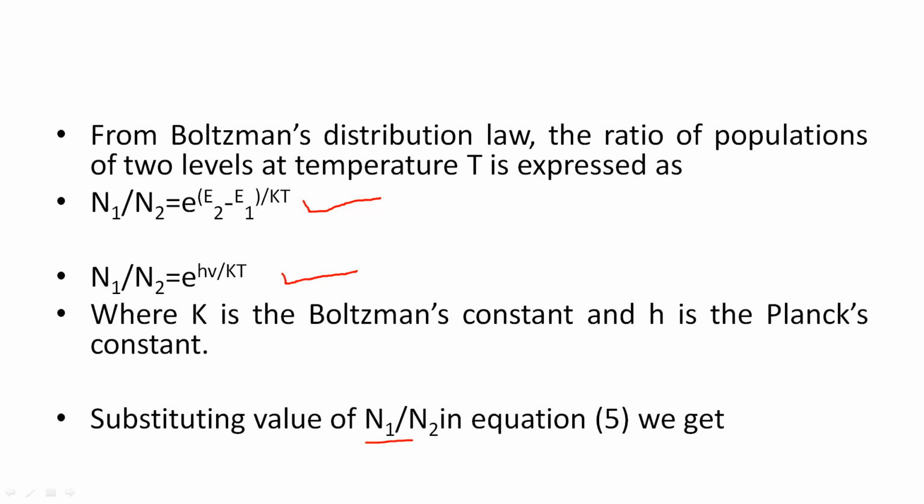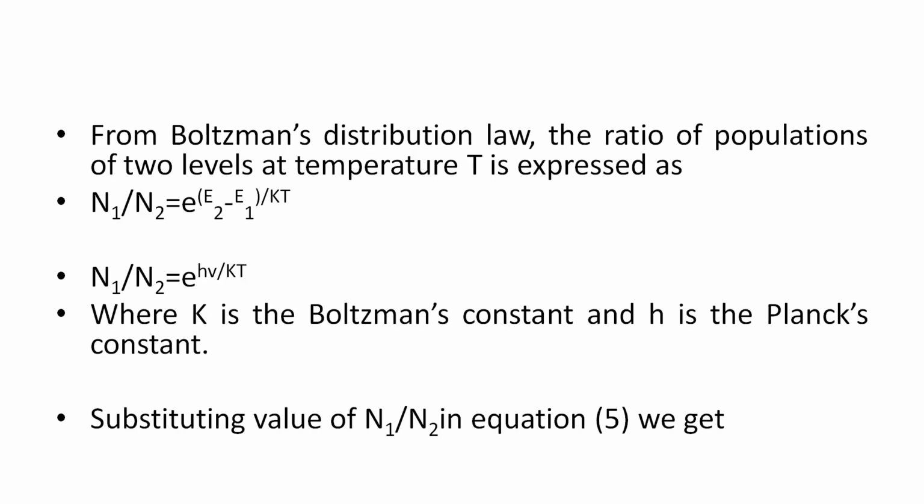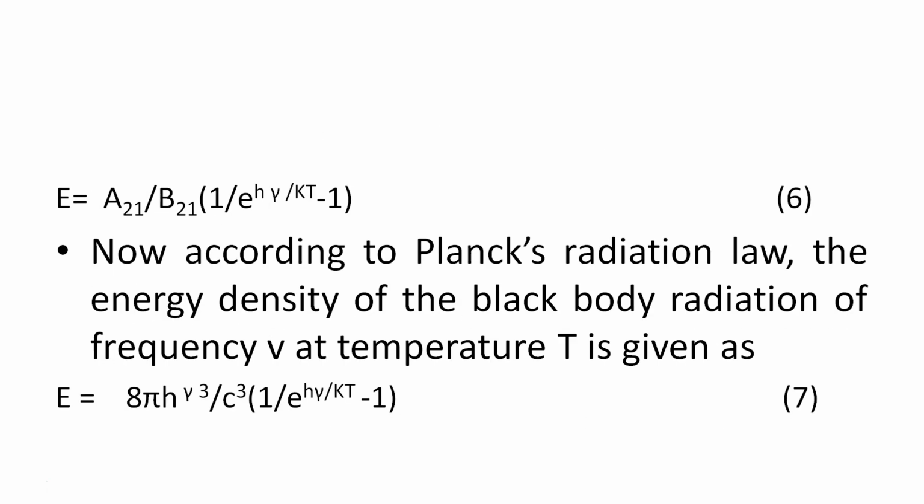Now substitute the value of N1 by N2 in equation number 5. In equation number 5, put the value of N1 upon N2. So equation 5 will become E equals A21 by B21 within bracket 1 upon (e raised to the power h nu by KT minus 1).